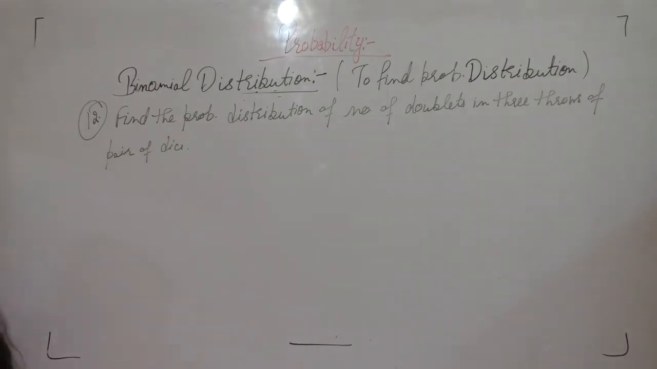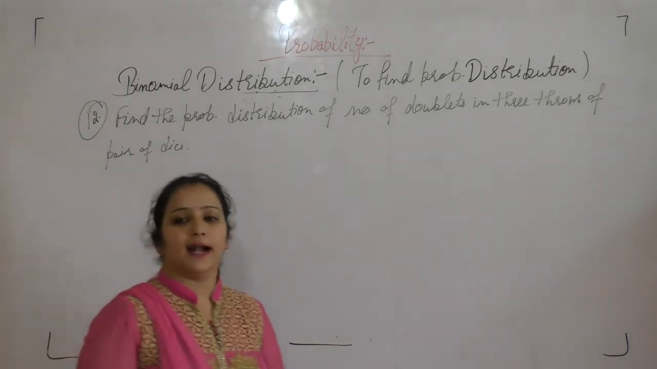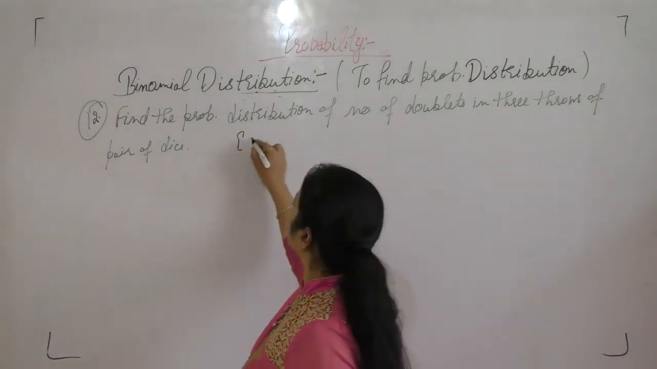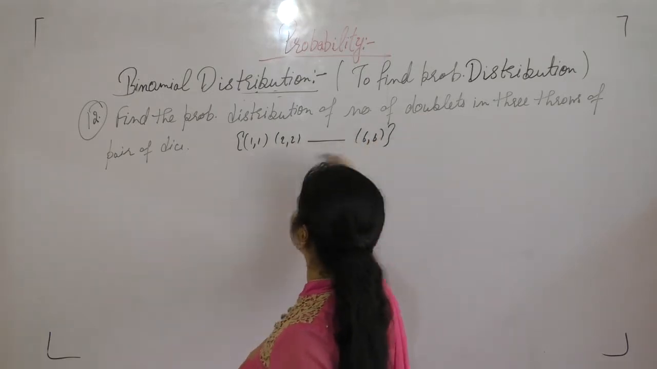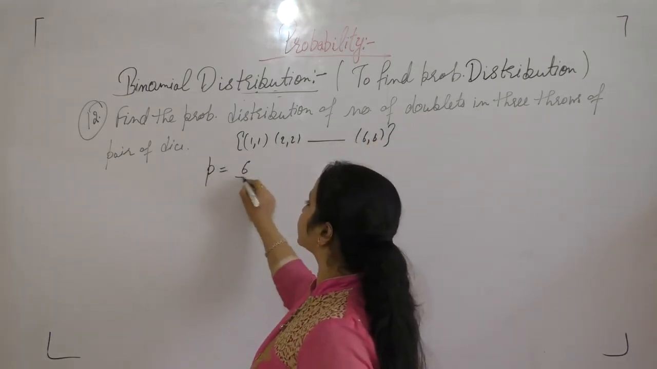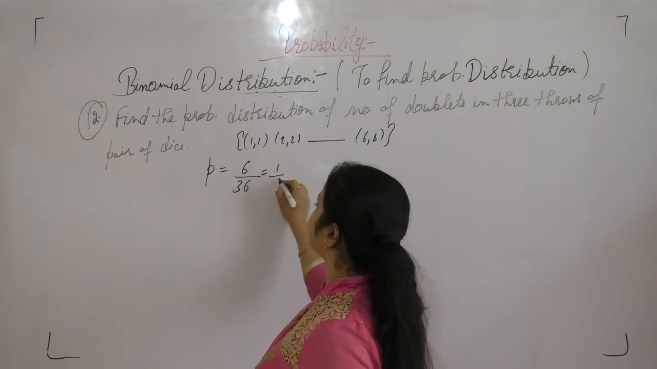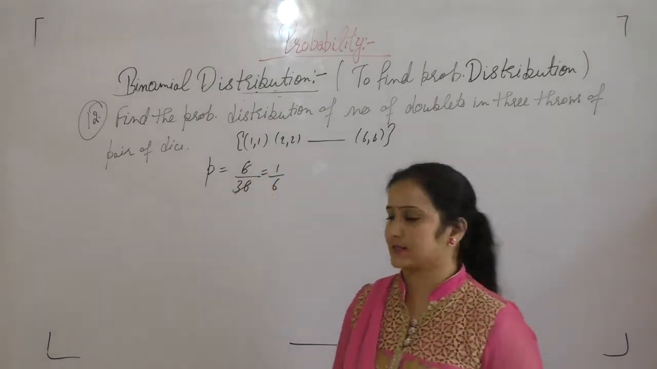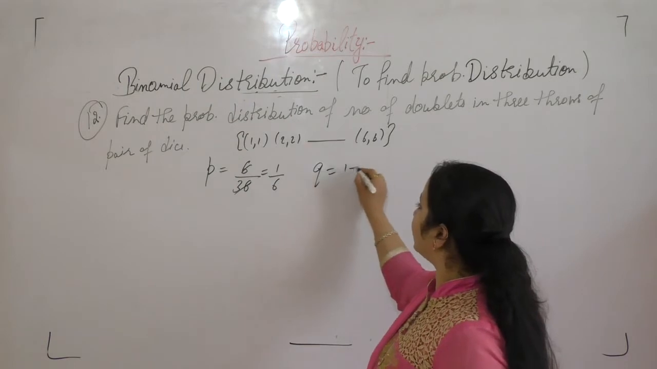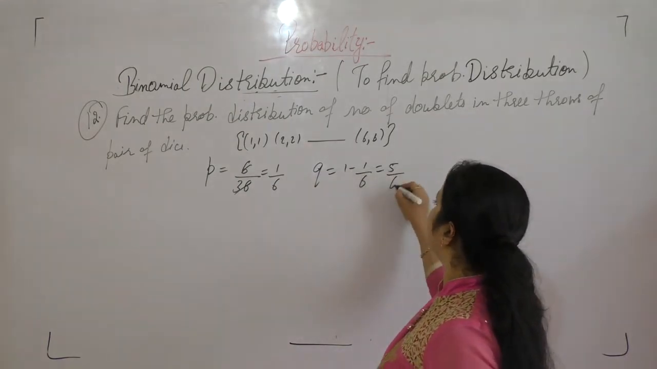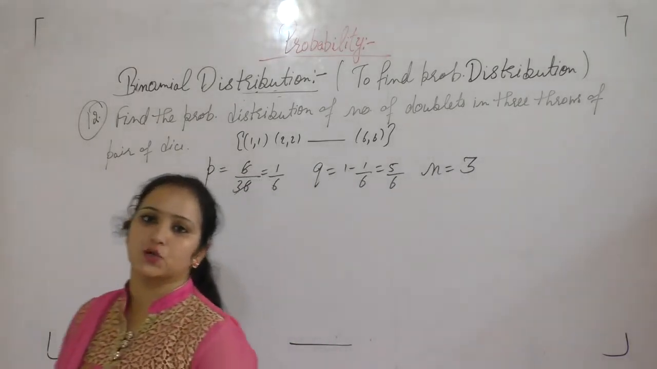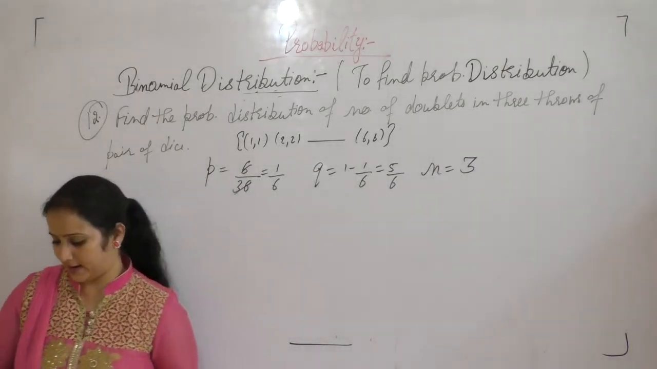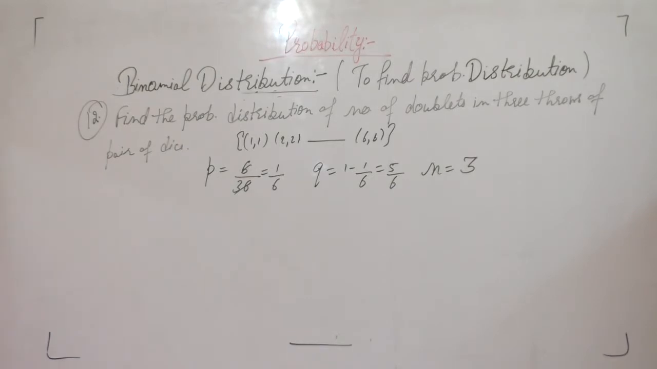Pair of dice में total number of outcomes we have 36 and number of doublets are, what are doublets? 1, 1, 2, 2 and so on 6, 6. So we have 6 doublets, so probability of success is 6 by 36, that is 1 by 6. Q is 1 minus 1 by 6 and N, 3 throws dice के हुए हैं, pair of dice को 3 times throw किया गया है, so N is 3.